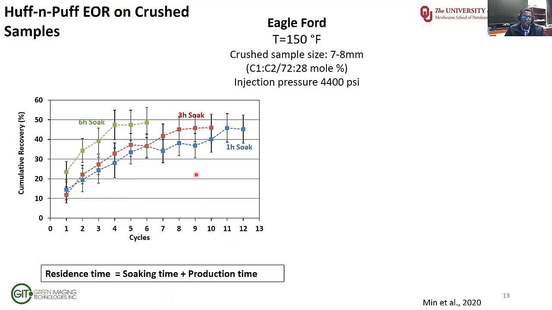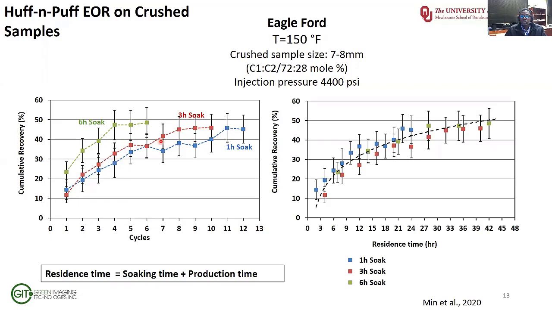Now if we take this exact same data set and plot it as a function of residence time instead of number of cycles, this is what we obtain. Now we can see that regardless of the soaking time, whether it was 1 hour, 3 hours, or 6 hours, all the different data sets actually follow the exact same trend, which tells us that the residence time is really the parameter that we should use to scale up these laboratory EOR experiments. And even when we are considering pilot designs, we should really be concerned about the residence time. All this was possible by the fact that now we can do accurate recovery measurements with our NMR instruments.